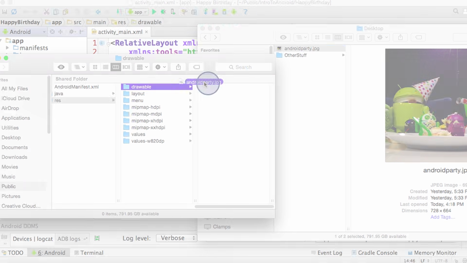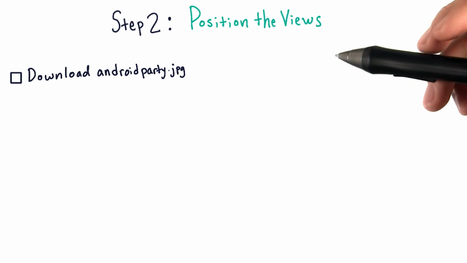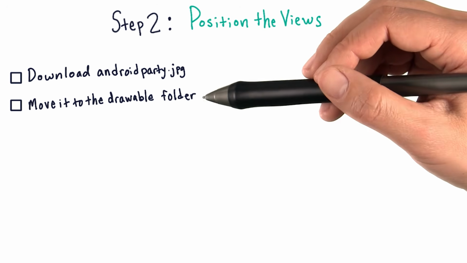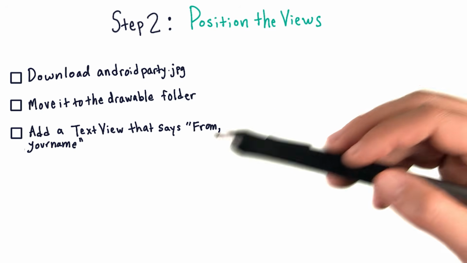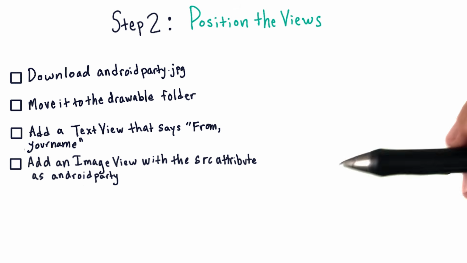by dragging it over. Okay, so make sure you're starting with the correct XML code, and if you don't have the correct code, you can go ahead and copy and paste it from the instructor notes. Alright, first things first, download androidparty.jpg, then take androidparty.jpg and move it to the drawable folder. Once that's done, go ahead and add the text view that says from and then your name. And after that, add the image view with the source attribute as Android Party.